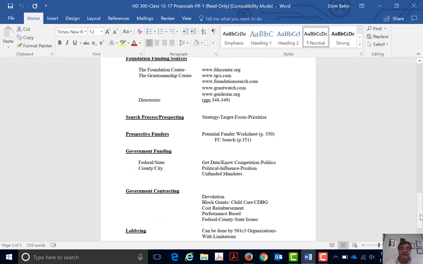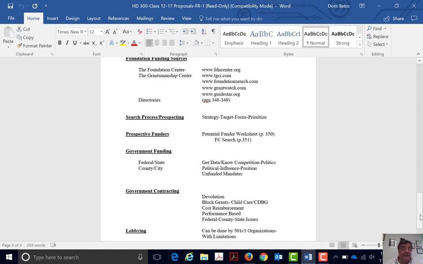The search process, prospecting, as I talked about earlier, for me is that whole customer value equation all over again. Having a strategy, targeting, focusing, prioritizing, trying to find the match between what the foundation, the individual, the corporation wants to fund and what you're providing. For prospective funders, there's a worksheet on page 350 and a search on page 351, which is pretty helpful, but this is all part of that prospecting approach.